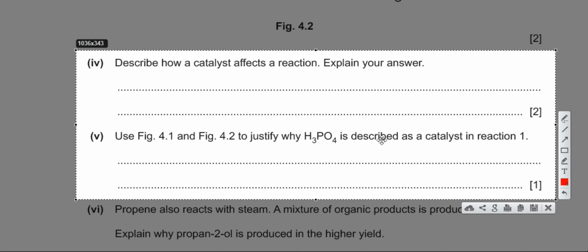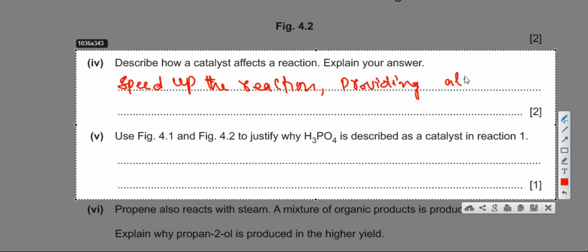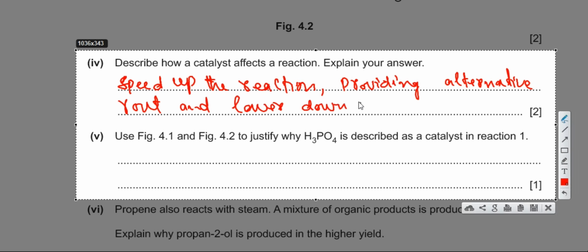Here we have to write, first of all, speed up the reaction. Speed up the reaction. And how? By providing an alternative route and lowering down the activation energy.